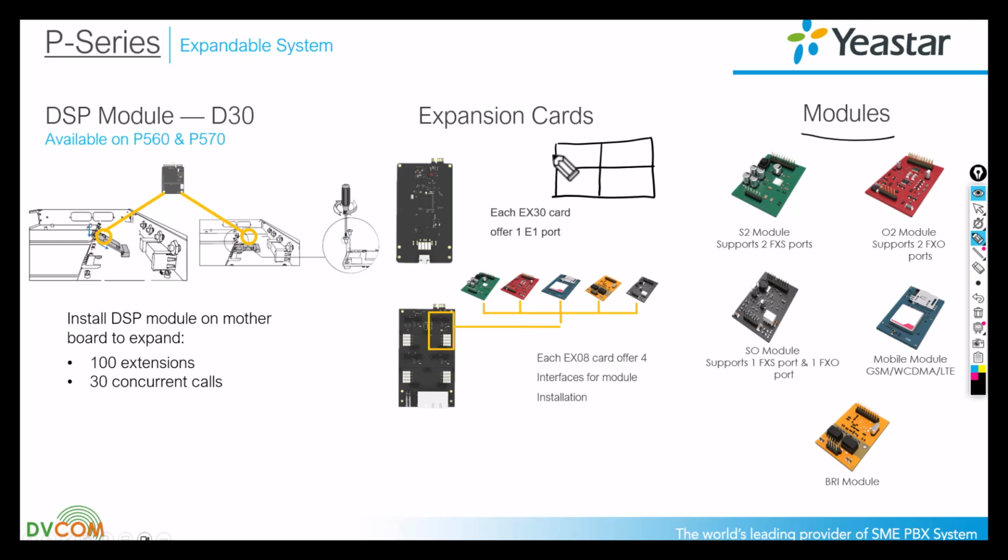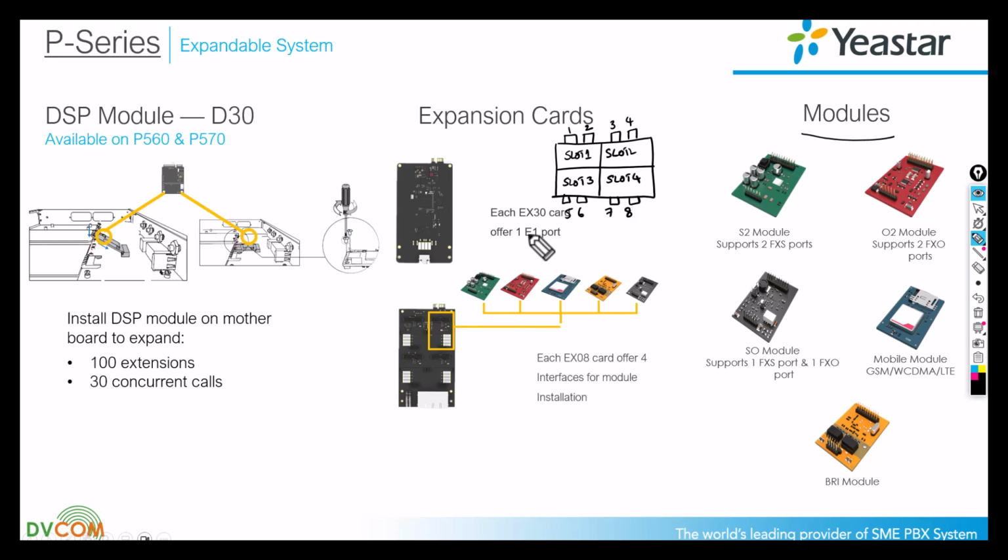For example, I want to connect 8 analog lines. So there are 4 slots available. This is your slot number 1. This is your slot number 2. This is your slot number 3. This is your slot number 4. Each slot belongs to 2 interfaces. So for example, this belongs to port number 1 and port number 2. Slot number 2 belongs to port number 3 and port number 4. Slot number 3 belongs to port number 5 and port number 6. And slot number 4 belongs to port number 7 and port number 8.